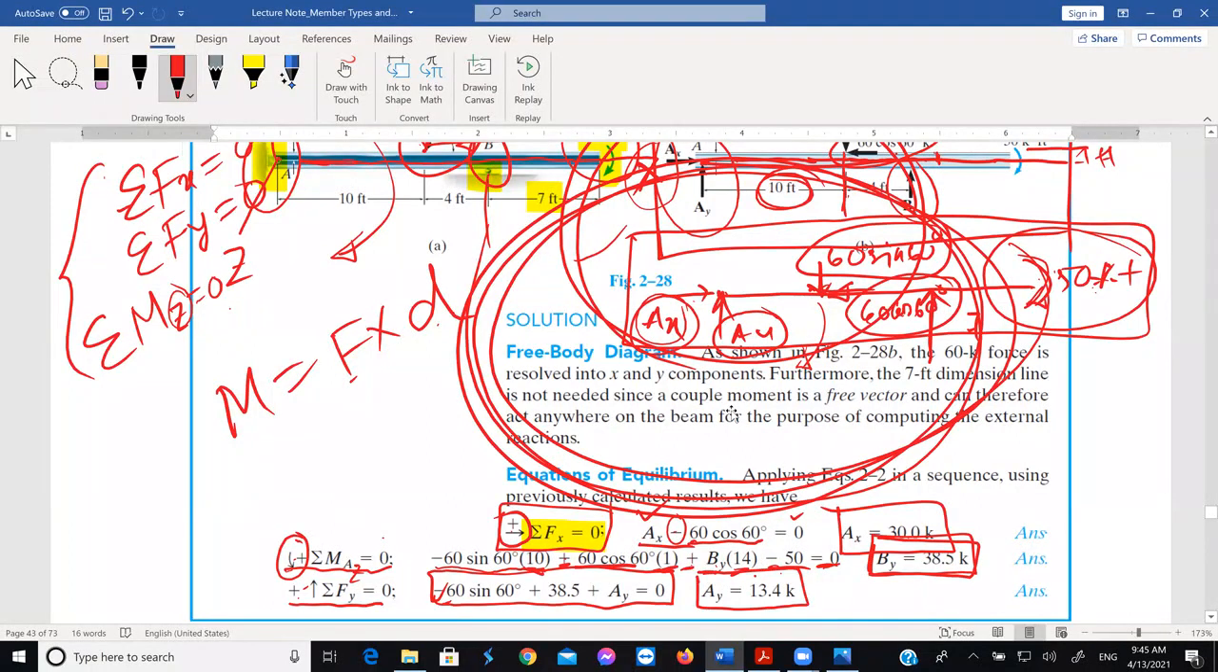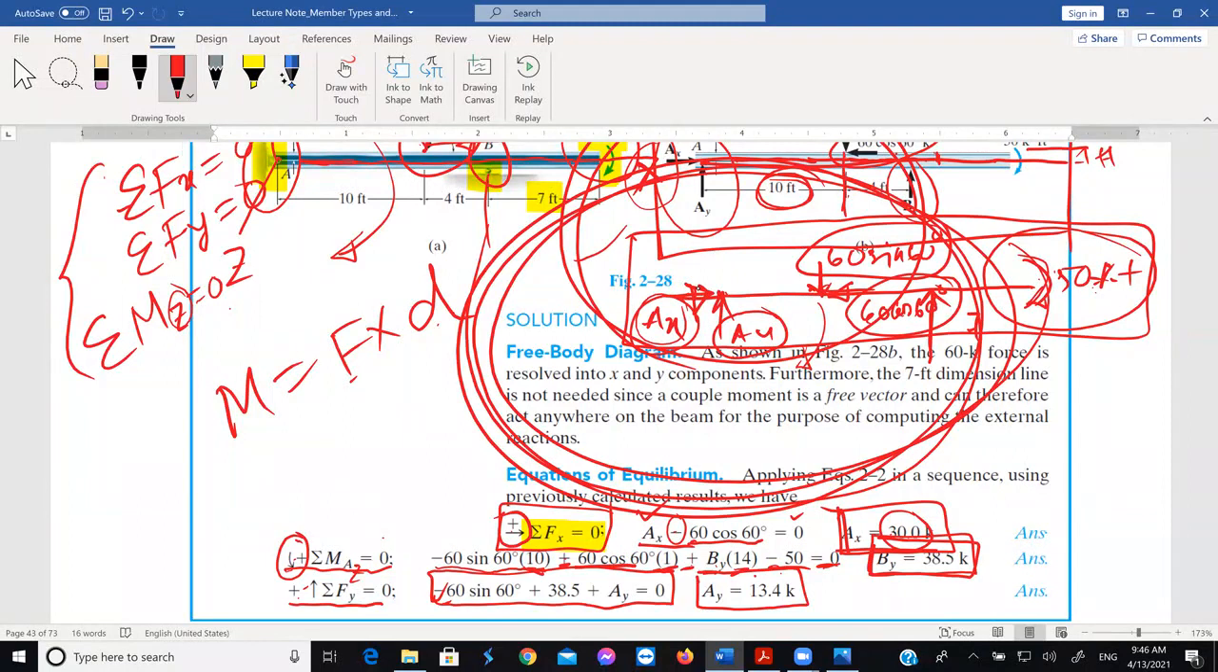If the reaction actually works in the opposite direction, in your calculation you will get a negative sign. For example, in this example, I cannot imagine whether AX will be rightward or leftward. Let's say we assumed it rightward, and AX turned out to be a positive value. That means the direction we assumed is as it is, acting in the rightward direction.